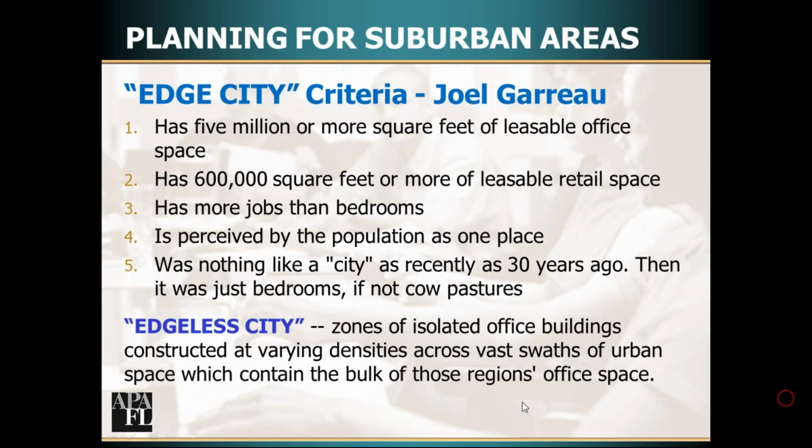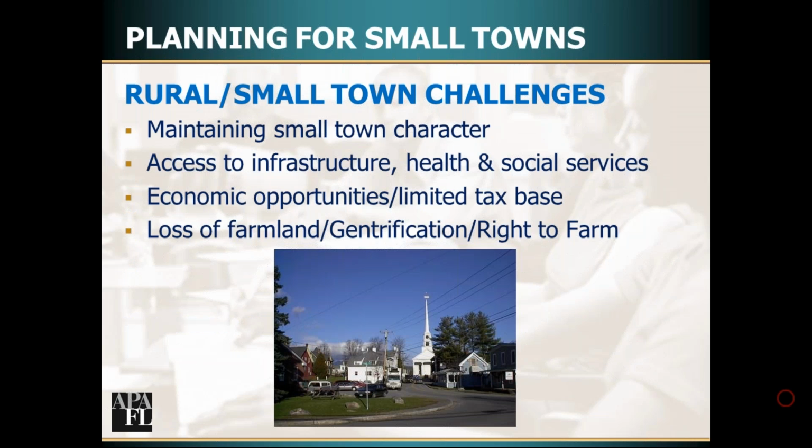Atlanta is a classic example. You got big pockets of office space, office space, office space, office space. They all seem to be isolated, but they're the majority of the region's office space. They're non-mixed use, just big office parks scattered all around suburban Atlanta. We talked about rural small town tonight already, but you're trying to worry about maintaining your small town character, access to infrastructure, health and social services, worried about your economic opportunities, your limited tax base. And of course, you can have loss of farmland and gentrification, and need to have right to farm.